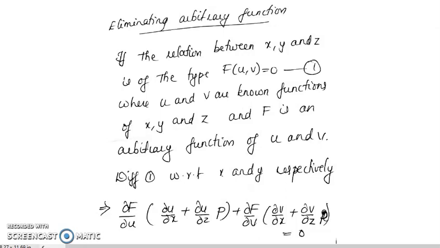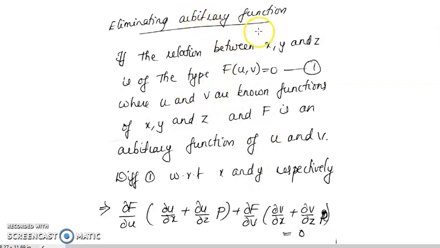Next we will see formation of PDE by eliminating an arbitrary function. Now suppose you have a relation connecting x, y and z, which is of the form f of (u, v) equal to 0, where u is a function of x, y, z and v is a function of x, y, z. So suppose you have an equation of this form. Here f is an arbitrary function.